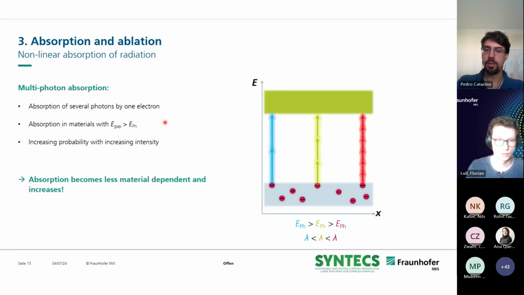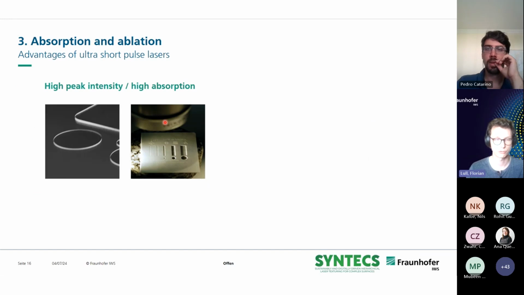Generally speaking, you could say that with ultra short pulse laser processing, the absorption becomes less material dependent. So you can process almost any material, and the absorption is generally increasing. And like I said before, by this high peak intensity and the high absorption, we can process difficult materials like transparent materials, glass, crystals, or ceramics, which in the last decades were only possible to process with an excimer laser.